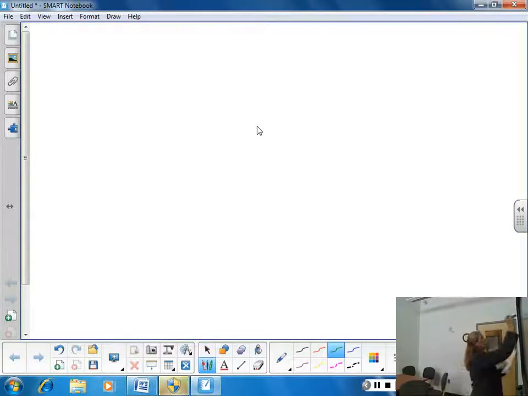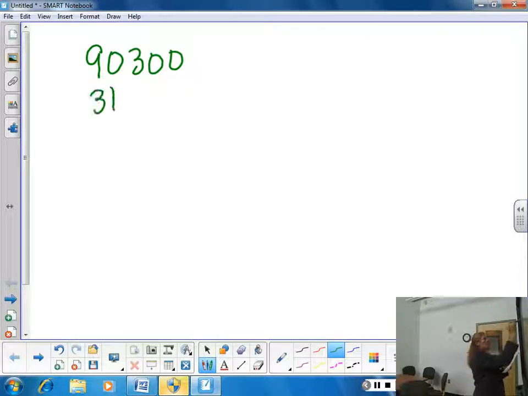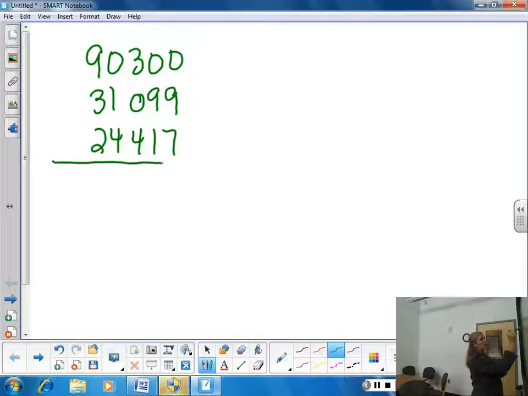Okay, so to find the average, we add up the amounts we were given: 90,300, 31,099, and 24,417. The first thing you do is just add those three amounts up. This is finding the average.